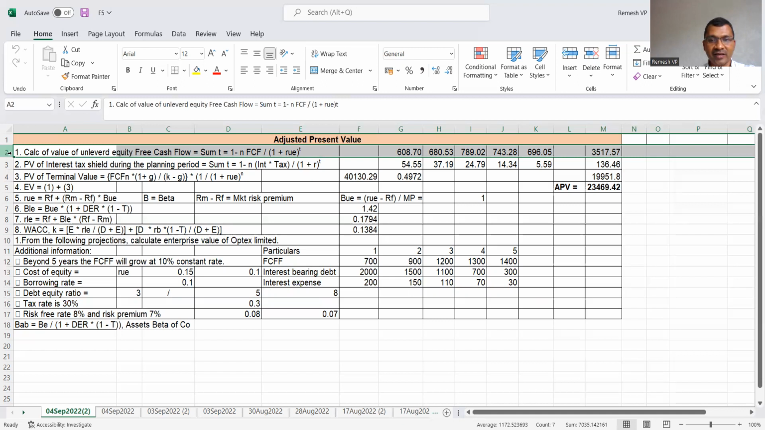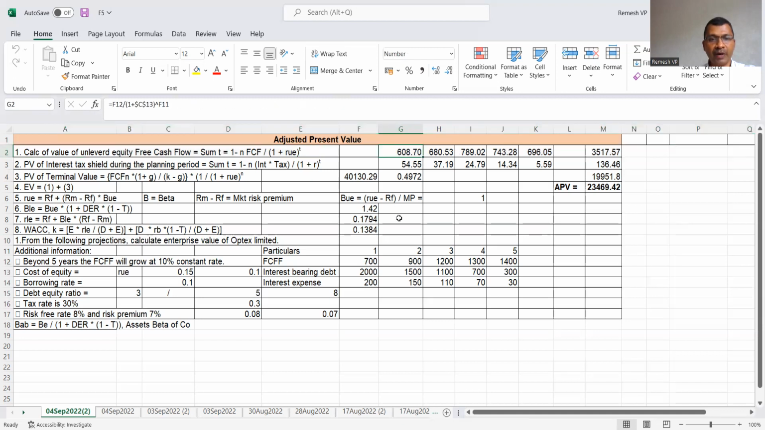And then, so what we are doing is 1 plus RUE, that is return on unlevered equity to the power of T. T is the period in terms of years. So with that factor, when we multiply each of these values, like for example, 700 in future divided by 1 plus 0.15 to the power of 1 will become 608.7.